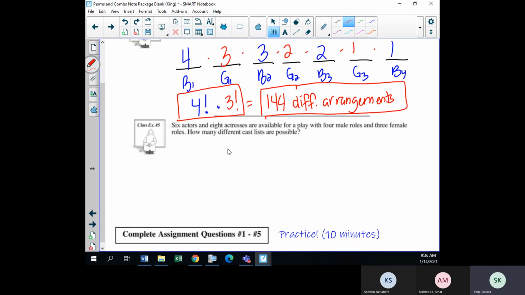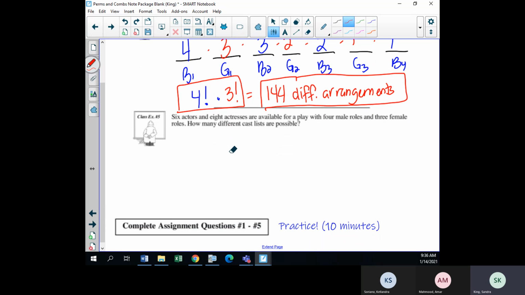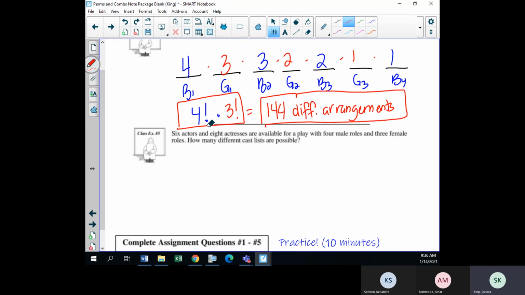Okay, let's do this one. Now this one, we are not going to do the stages. We're gonna do, think of this in permutations. 6 actors and 8 actresses are available for a play. So there's 6 actors and 8 actresses that the producer or whoever does the hiring gets to choose from. Okay, so 6 actors and 8 actresses are available for a play. There's only 4 male roles and 3 female roles.